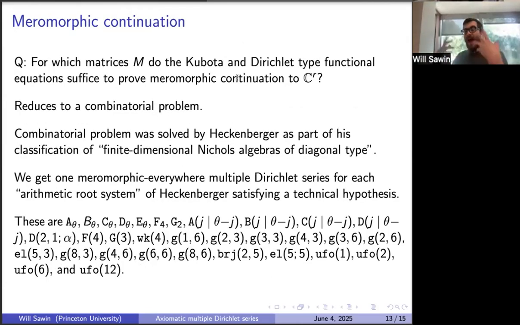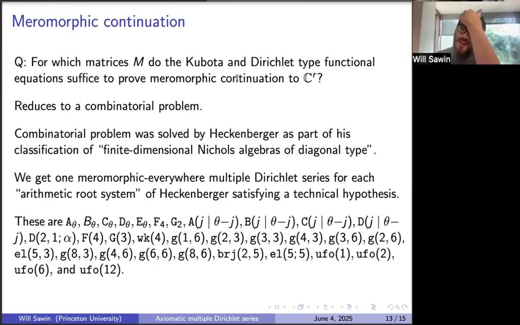And so now that we have the functional equations, we can set up this problem more precisely: for which values of this matrix M do these two types of functional equations that we found suffice to prove meromorphic continuation to all of C^r? Which becomes a question about what cones we get in R^r from these functional equations, and do the cones fill up all of space, or do we get stuck somewhere, or do they get asymptotic to a half space or a smaller region? And so it's some kind of purely combinatorial problem.